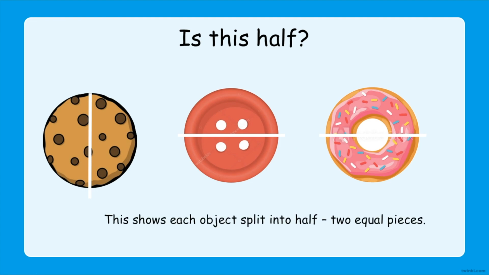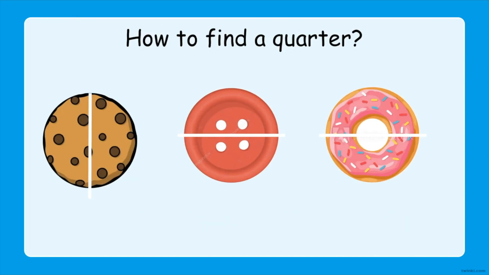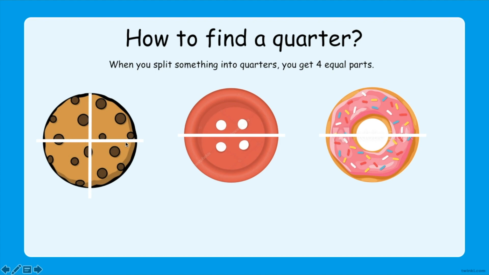This shows each object split into half because they both have 2 equal pieces. Now, how do we find a quarter? When you split something into quarters, you get 4 equal parts. So I just drew another line. And you can see that I have 1, 2, 3, 4 equal quarters.